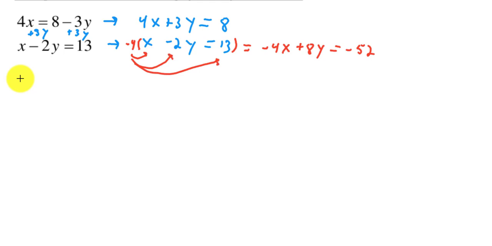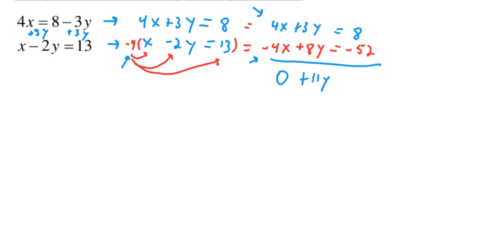Okay? And why did I do that? Well, on the top, I'm going to have 4x plus 3y equals 8. So now you can see why I picked negative 4, because on the top I have a positive 4 and a negative 4. They're going to cancel to give me 0 plus 11y equals negative 44. And if I divide by 11, I'm left with y equals negative 4.